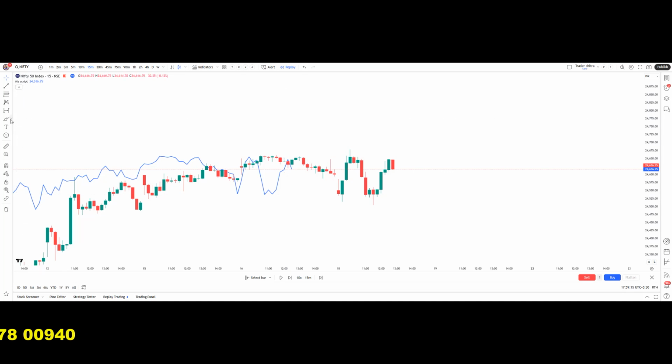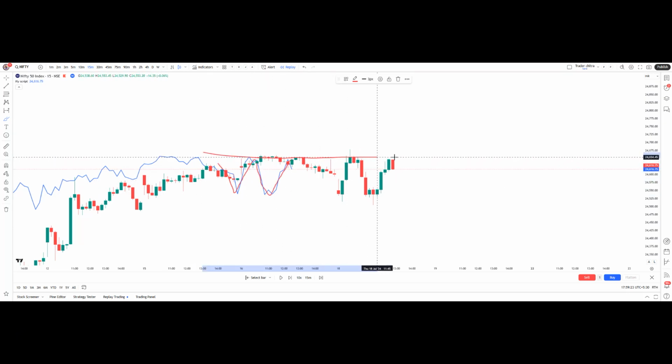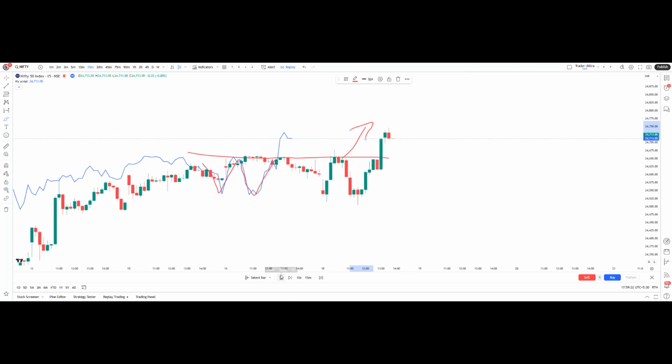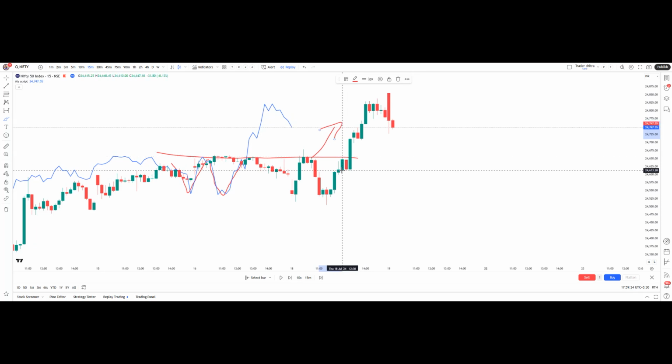So this is the double bottom. You can see here, we can consider entering into the long trade above this. When we get a breakout above this, we can consider entering into the long trade. So the next candle gave a breakout above that particular pattern, so we can enter into the long trade. So this is how we can easily identify the chart patterns.